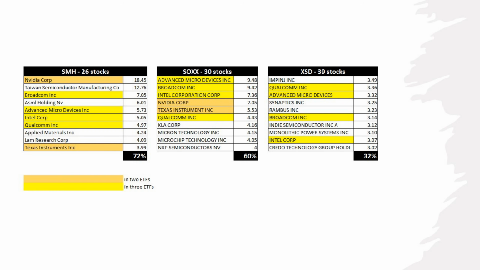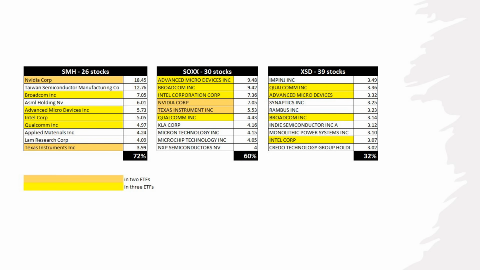So what we've done here is we've taken the top 10 constituents for each ETF, and we're looking at concentration here and the names that can be found across all three. So in yellow, that would be any name that exists in all three ETFs, and in orange, that's any name that exists in two ETFs.